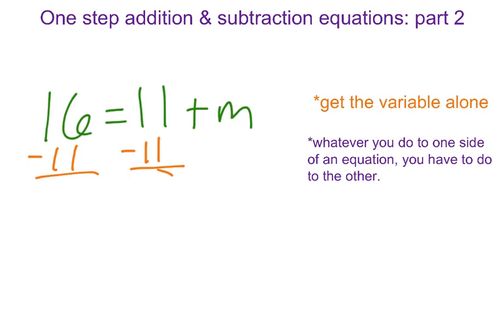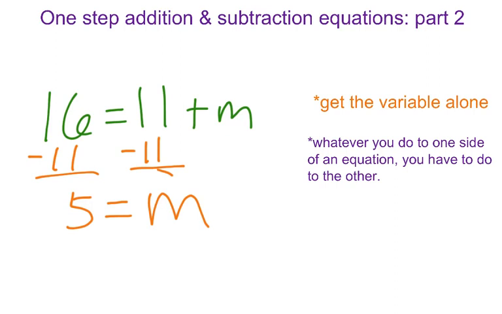Easy enough on the left side here. 16 minus 11 is 5. My equal sign just comes straight down. And I've gotten rid of this 11. 11 minus 11 is 0. There's nothing there. There's no need to signify that there's a 0. I just know that I have a positive m left. Well, there's no need for the positive sign either. So it's m equals 5.